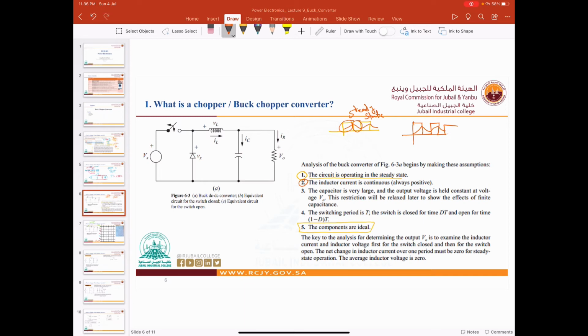The third one: we need to assume that the inductor current IL is continuous, meaning it is always positive. It does not go to zero.